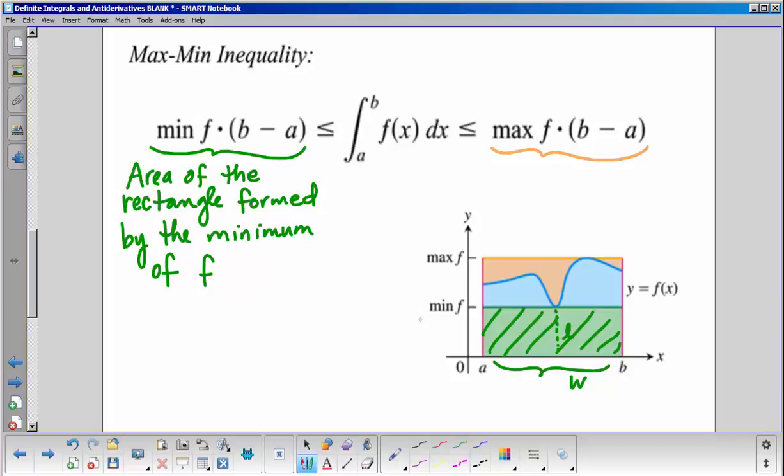All right, so where's the max occur? Right here, right? So what does this then represent? This is the length times the same width, right? So this is the area of the rectangle formed by the maximum.